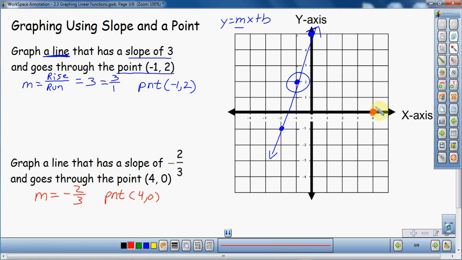All right, so I'm going to rise 2, 1, 2, and I'm going to run 3. 1, 2, you know what, let me do that again. I'm going to rise 2, 1, 2, and I'm going to run 3. 1, 2, 3. So there's my new point right there.